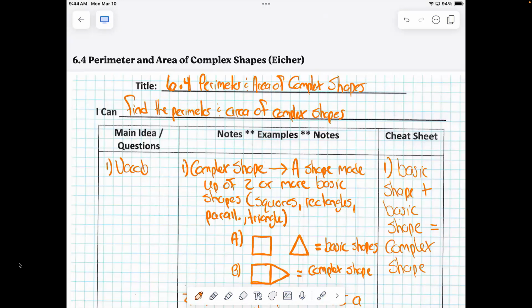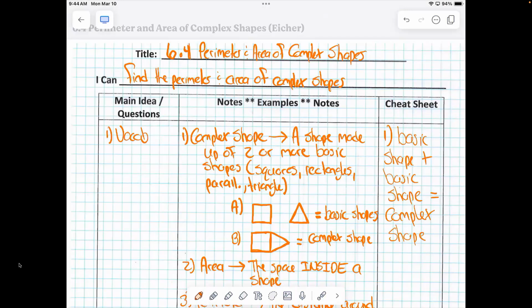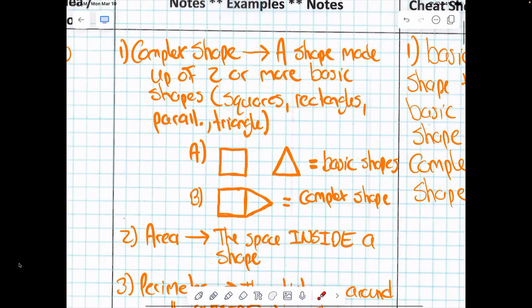Can you guys find the perimeter and area of complex shapes? Yes. How do you break a complex shape into basic shapes? What's that called? Chunking. Okay. So a complex shape would be a shape like so.